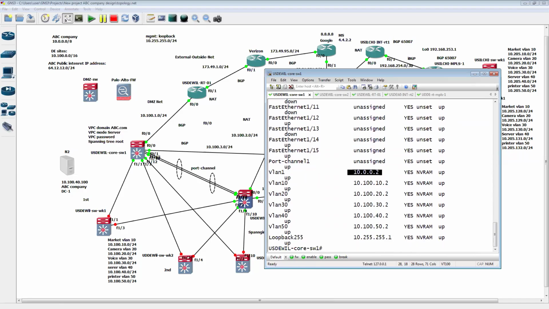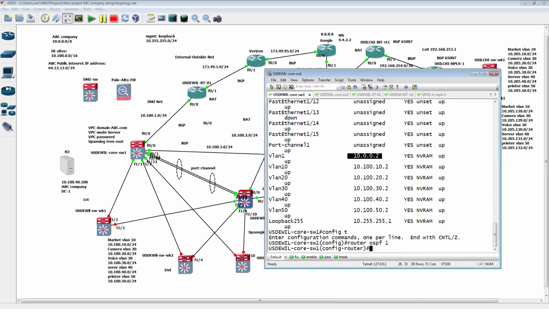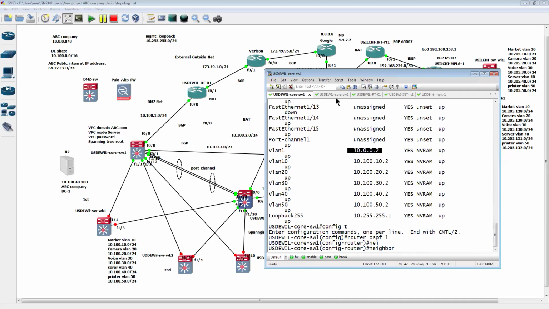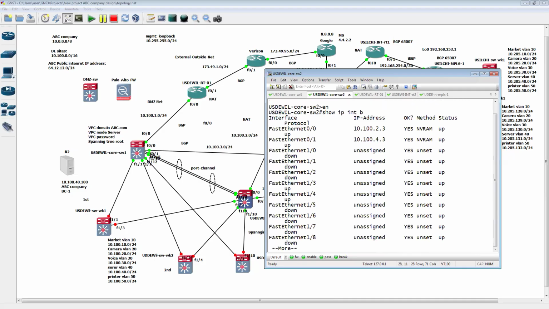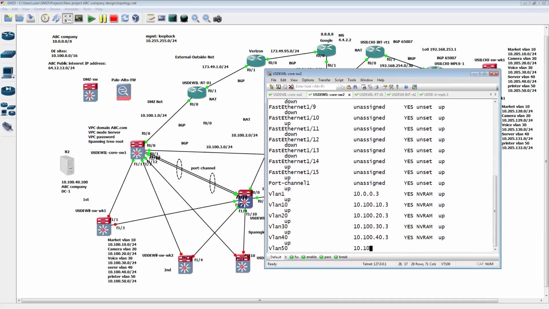Now let's go ahead and go to config t. We have router OSPF 1. In this case, we want to use the neighbor command. This is switch two here. What is the VLAN one IP in here? Show IP interface brief, let's find out. So in here, the VLAN one is .3. Let's go back to the first switch again.